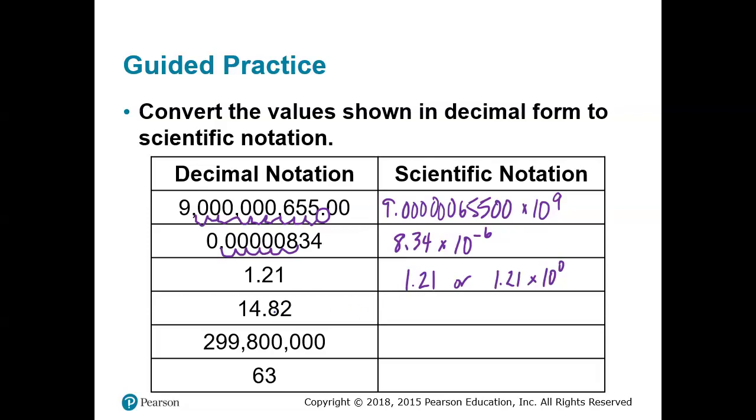For 14.82, chances are pretty good we could probably leave it alone as it is. If we had to turn it into scientific notation, we would want to move that decimal point 1 over to the left, 1.482 times 10 to the first, and it would be +1 because we're dealing with a number greater than 10, so we have to move it over to the left.